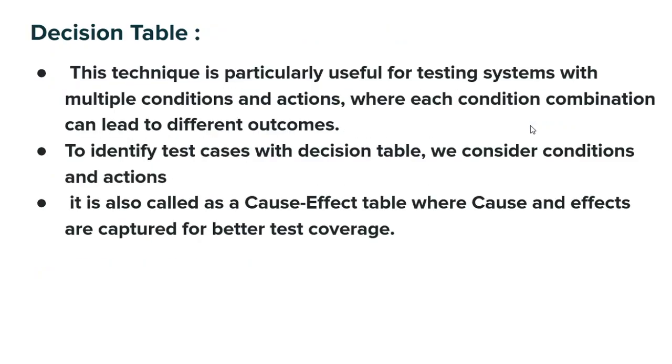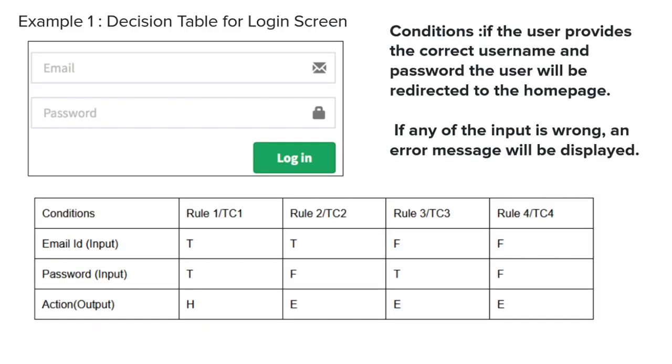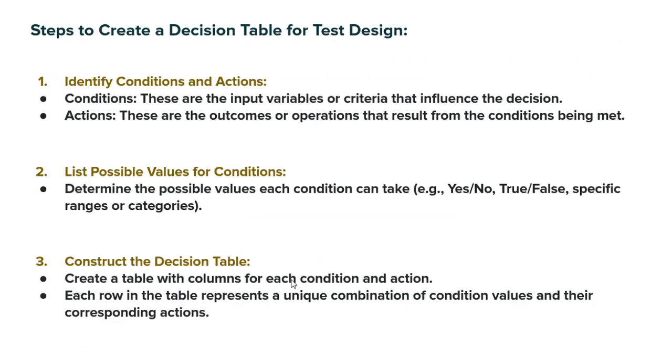So if you see, these are the conditions. Correct email ID, correct password. Correct email ID, incorrect password. These are conditions. So we have to identify conditions and actions. Actions are basically the output. Then we have to list possible values for conditions.